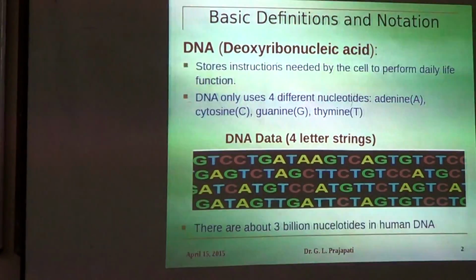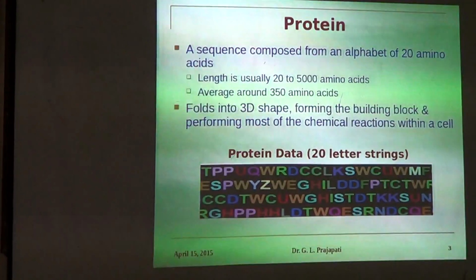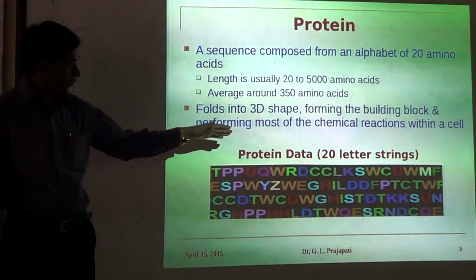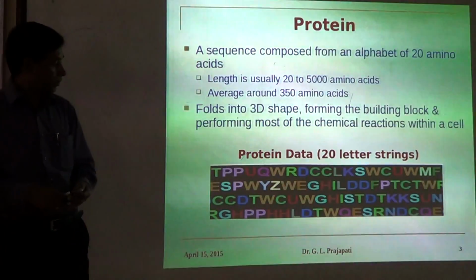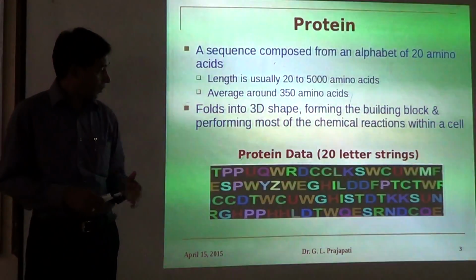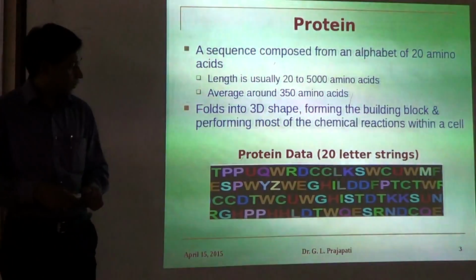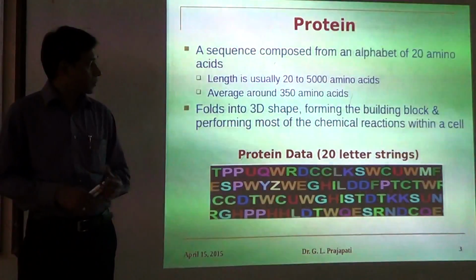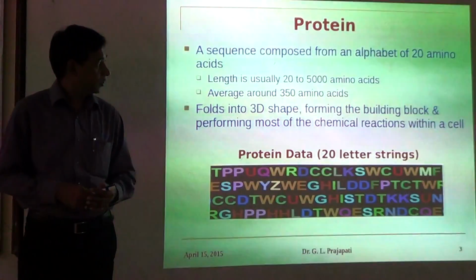We have protein data also. In protein data, we have 20 amino acids, and we can store them in our computer by using a 1-letter code for each amino acid. The average length of a protein sequence is 350 amino acids.